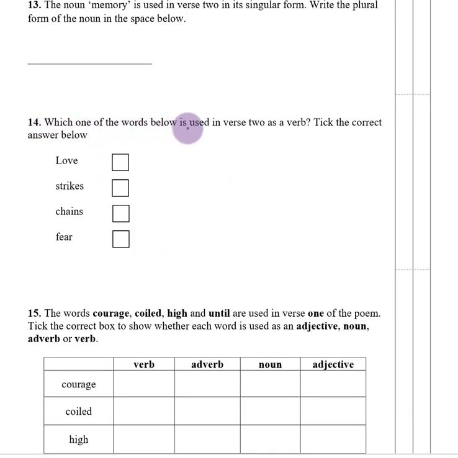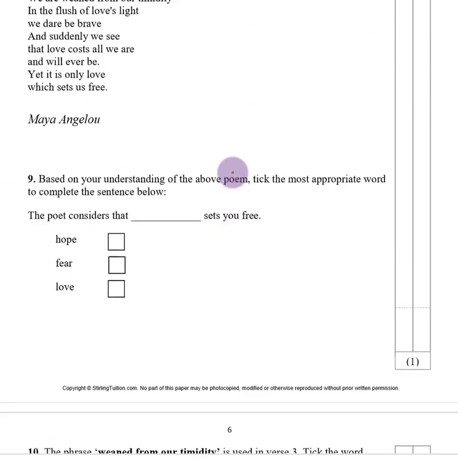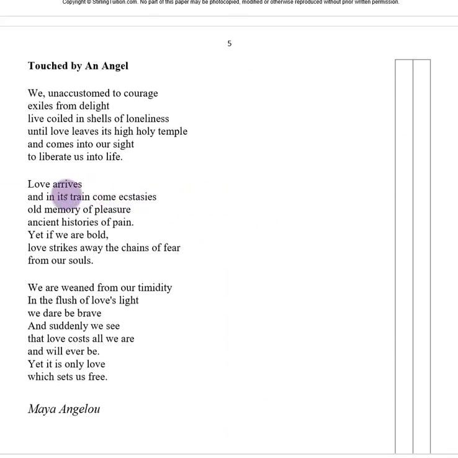Number 14, which one of the words below is used in verse 2 as a verb? Tick the correct answer below. Love, strikes, chains, and fear. So we're looking in verse 2 to see which one is the verb. So verse 2, second one down. Love arrives. So love there is a noun.